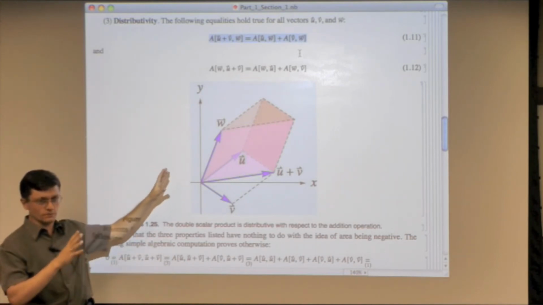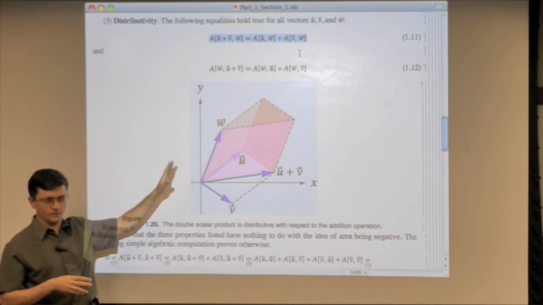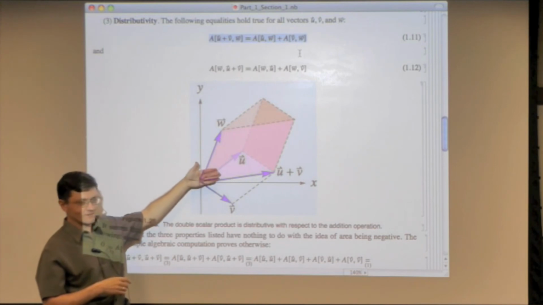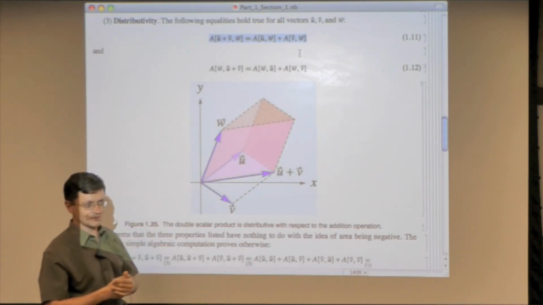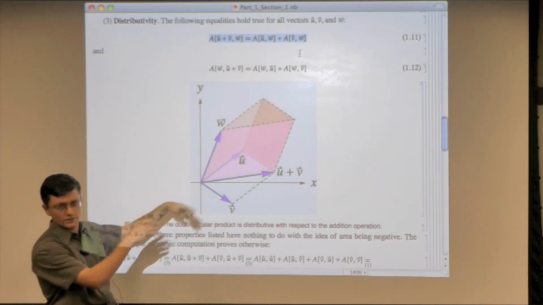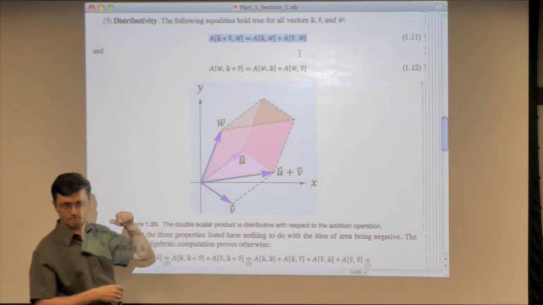So again, there is no limiting process, no infinite process. Everything is finite step procedures. Very convincing that the formula holds true. And you can check the second formula, drawing a similar picture. So distributivity holds for area.